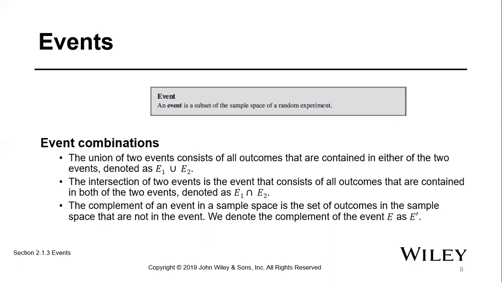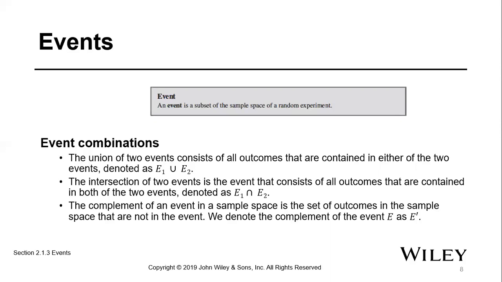I'll get to an example later. An intersection, which is denoted with that almost like an N, is all outcomes that are contained within both. So a union is all possible outcomes between 2 events, and an intersection is all the ones that happen in both events. And the complement of an event in the sample space is basically everything that doesn't happen in that event.